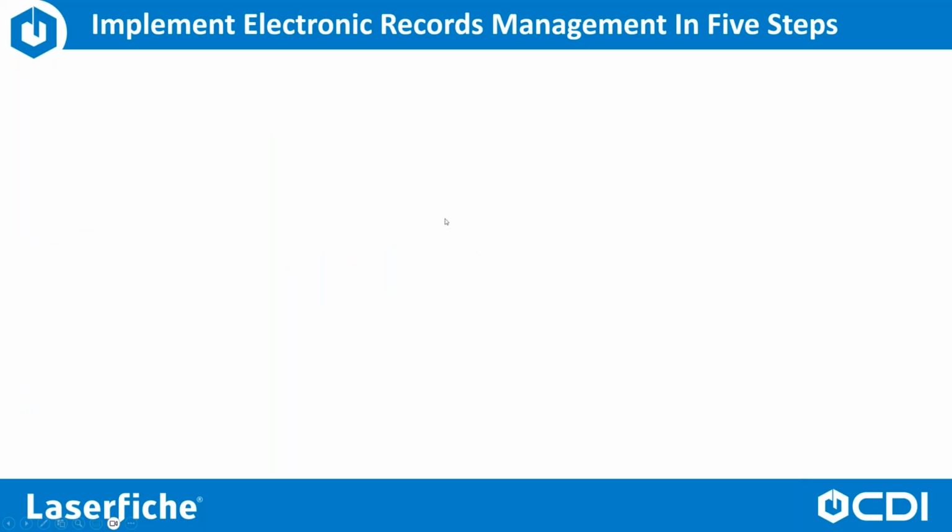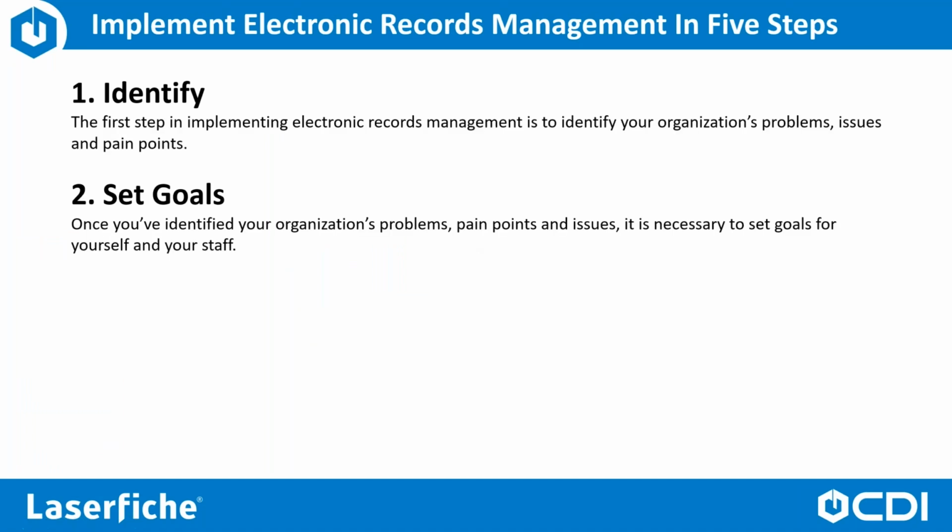And let's talk about 5 easy steps to implement our records management system. The first step is to identify any of the problems, issues, and pain points that you may have within your organization, because you can't work on anything you don't know you need to work on. The second one is set goals.